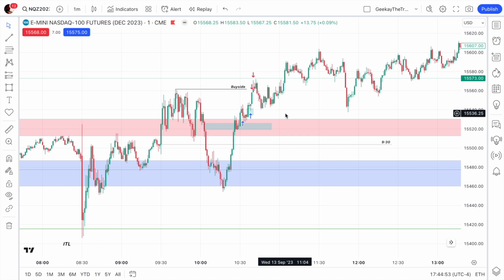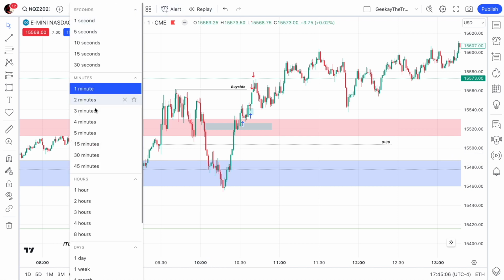Now my stop loss was below this candle right here, so I'm allowing for it to trade into this buy side imbalance, sell side inefficiency right here. I don't want it to trade down here because this is our breakaway gap. Let's flip to the 5-minute time frame.